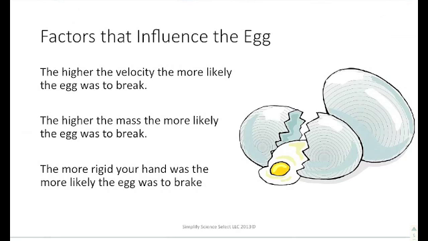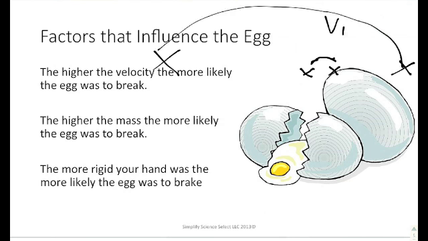The higher the velocity was, the more likely the egg was to break. When you first started right next to each other, it was pretty easy to get it back and forth. But as the distance between the two increased, you had to throw it with a greater velocity to get it to go there. Well, when you throw it with a greater velocity, that velocity has to go away. You've got to bring it back to rest.